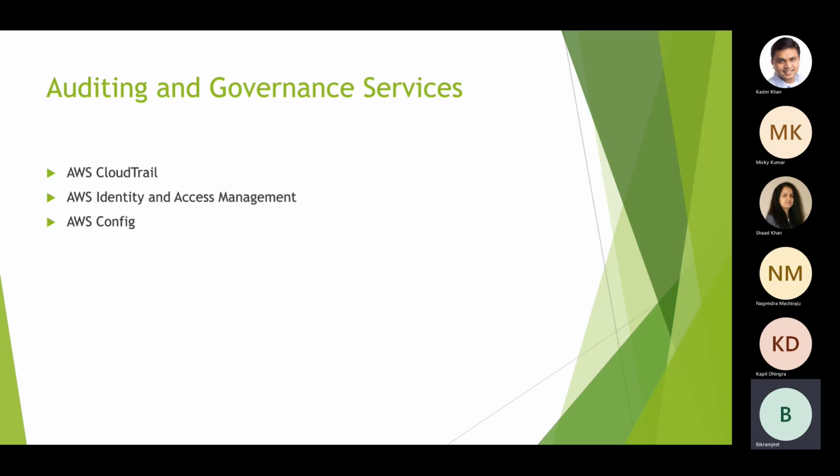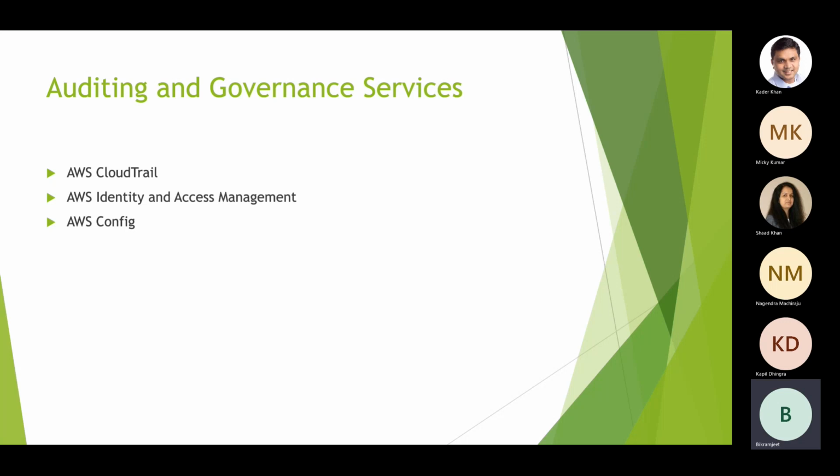And then there is AWS Identity and Access Management. IAM is another service offered by AWS that is basically used for handling users, IAM roles, and IAM policies. It can also help in auditing and governance because you can define the permissions, the policies, and the actions that a user can perform. So it also helps in auditing and governance.